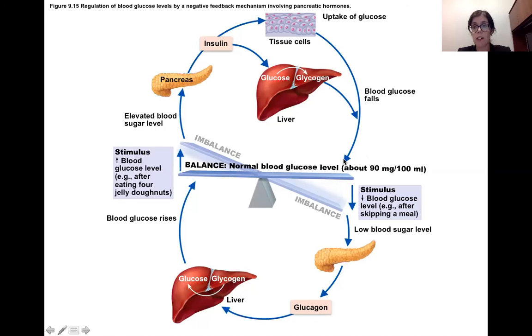Now, say it's been a while, you're fasting maybe, or you just forgot to eat lunch. Low blood sugar will tell your pancreas, hey, it's time to make glucagon, and you will make glucagon, and it will tell the liver, break down those stores of glucose, we need it, and the glucose will be released, raising your blood glucose, turning off the glucagon release.